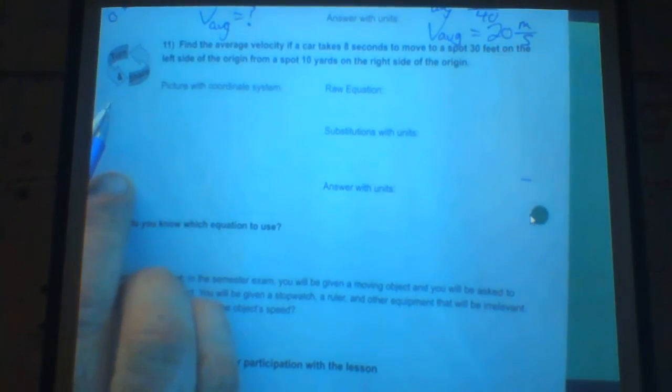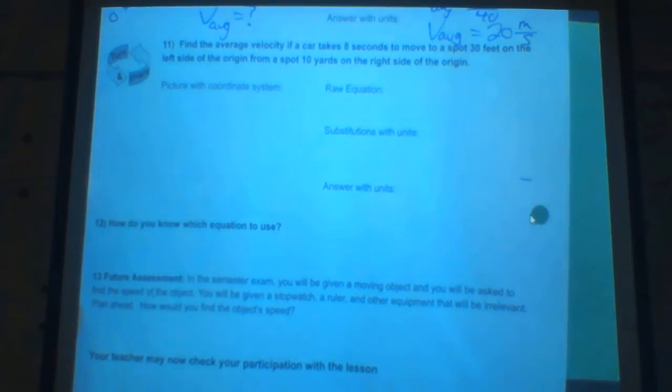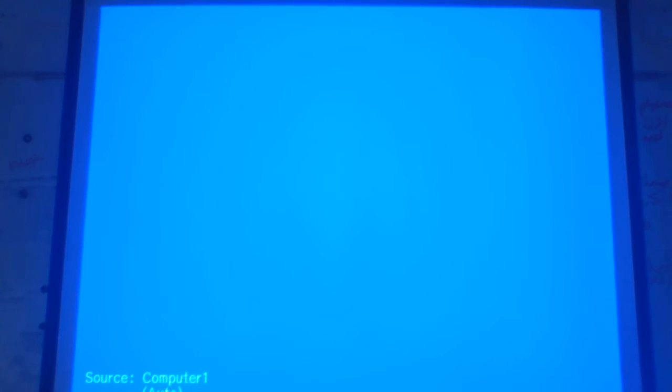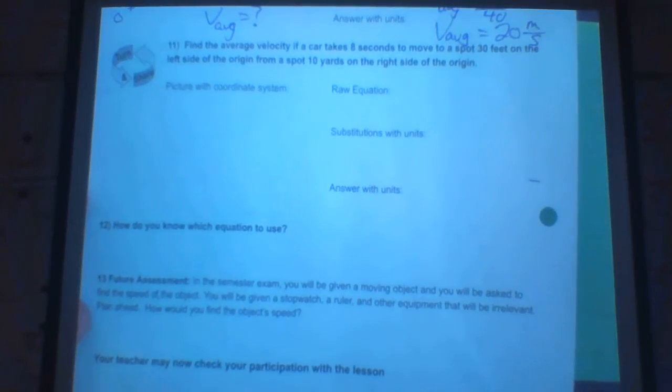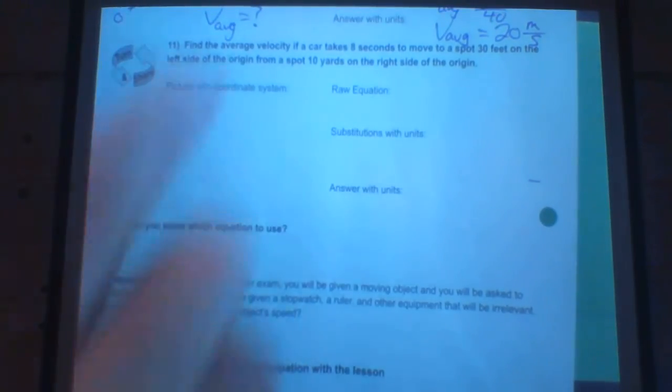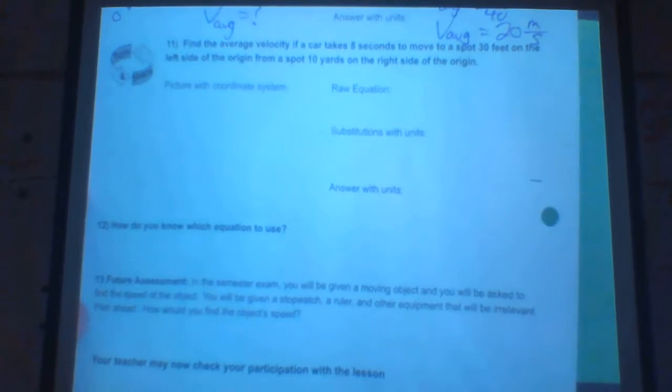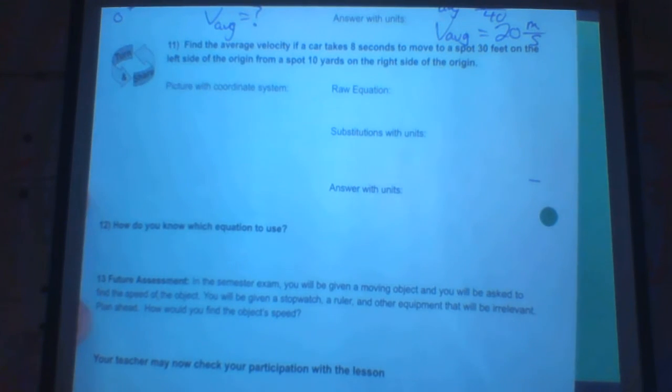Number 11, try this one on your own and then turn to your neighbor and see if they get the same thing. And then watch the video and see if you get the same thing as me. It says here, find the average velocity. Okay, here we go. Find the average velocity if a car takes 8 seconds to move from a spot 30 feet on the left side of the origin from a spot 10 yards on the right side.